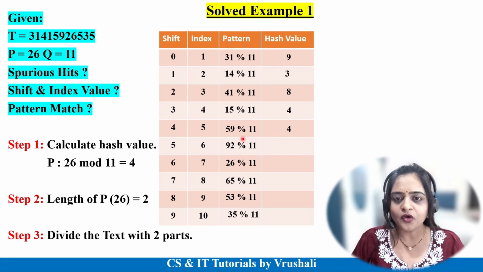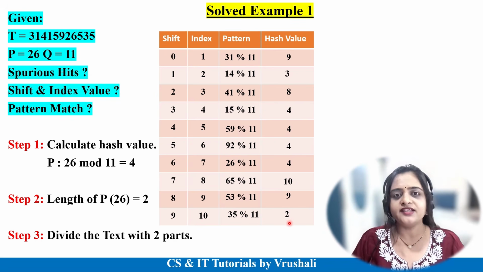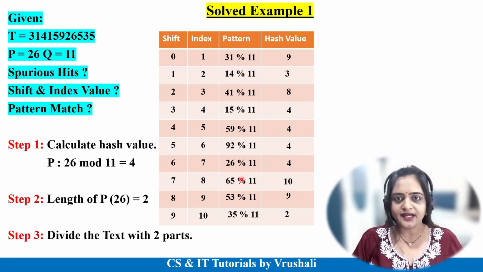Then 59 mod 11 is 4. 92 mod 11, again the answer is 4. 26 mod 11, again 4. 65 mod 11 is 10. 53 mod 11 is 9, and 35 mod 11 is 2. Got it? So in this way you have to find the hash value according to this pattern.